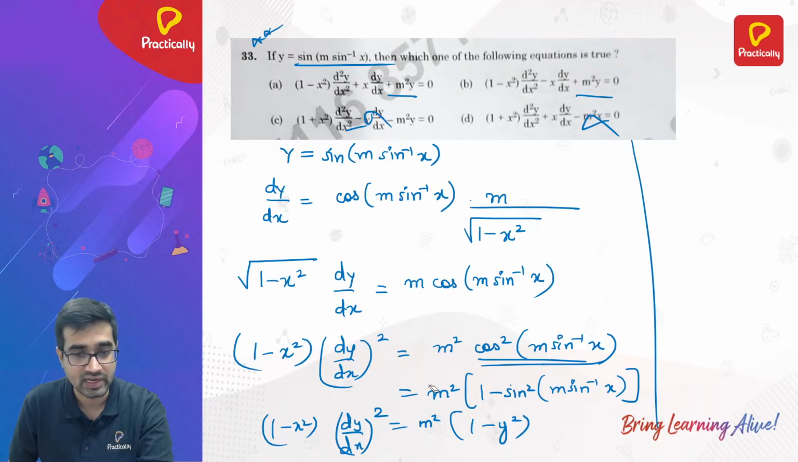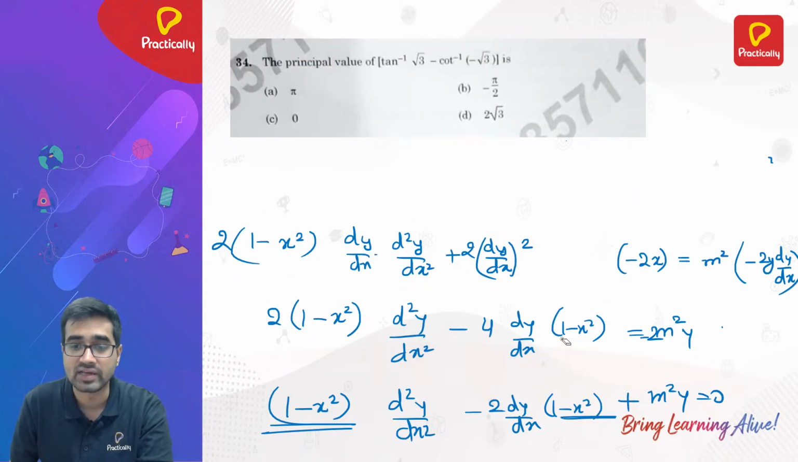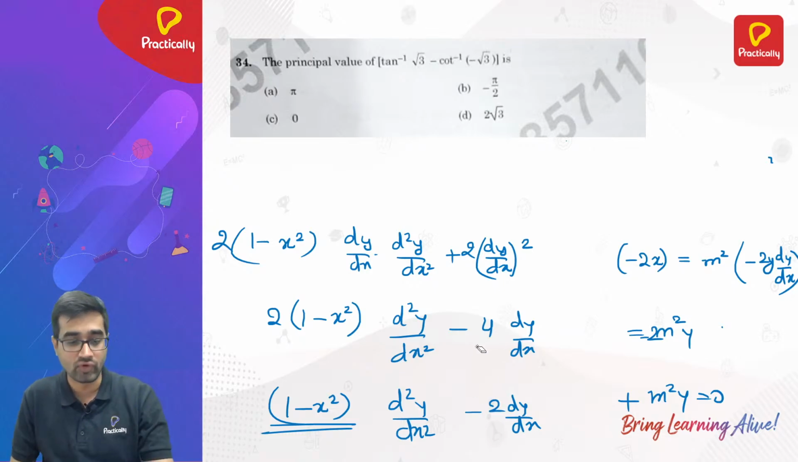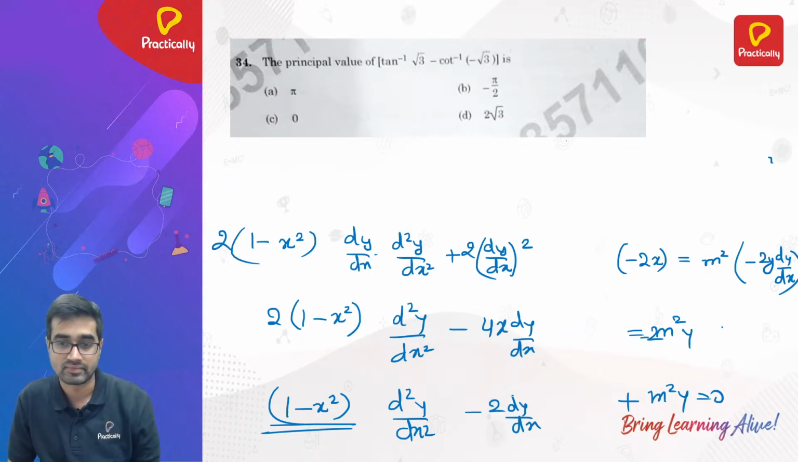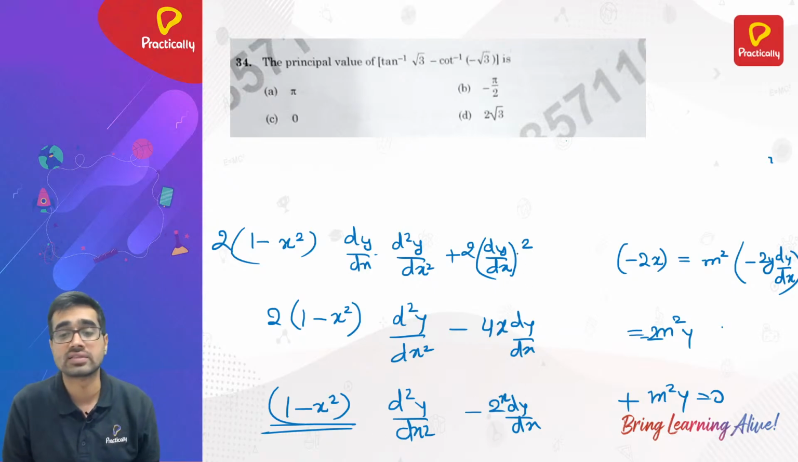And let me just check now. 1 minus x square, so there will be no extra term. Only 2x will come with dy by dx. So no extra term, no extra term. I will only get minus 4x. Got it, minus 4x. So now I've got the answer. There is no extra term.